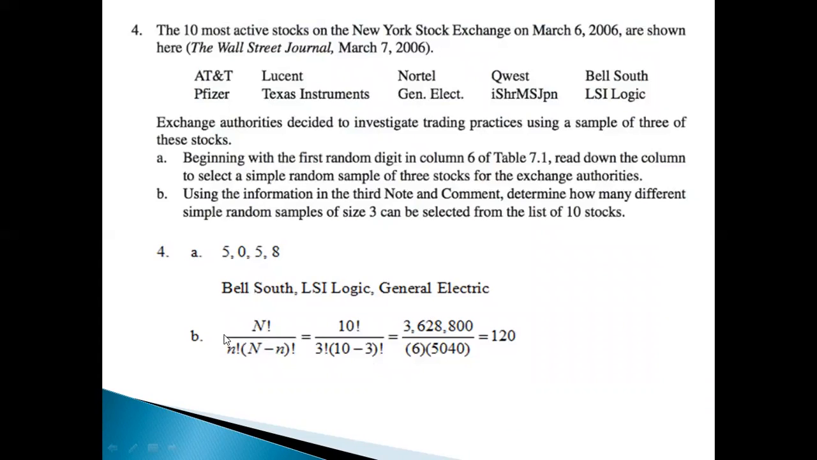Now we need to do the number of combinations here, and so the number is 10 as far as the number of stocks, and then we're going to choose 3 of those. So it's just a combination with choosing 3 out of the 10. We just plug that into our combination equation, and once we do that, we end up with 120 as far as how many different simple random samples can be selected.